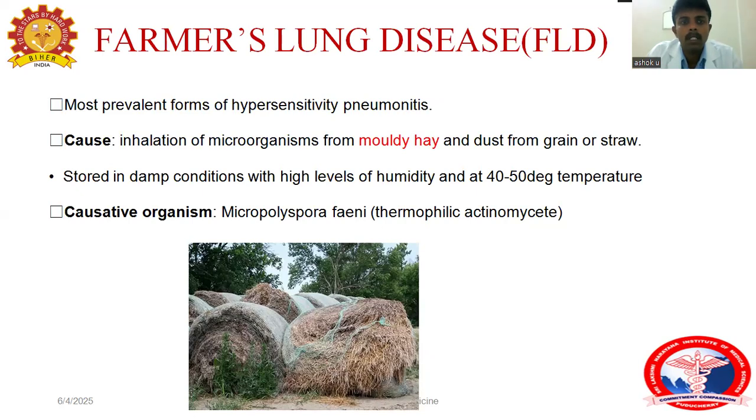Coming to farmer's lung disease. It is the most prevalent form of hypersensitivity pneumonitis. It is caused by inhalation of microorganisms from moldy hay and dust from grain or straw. When the grain or straw is stored in damp conditions with high levels of humidity, it leads to an increase in temperature to around 50 degrees. Under this temperature, the causative organism, a thermophilic actinomycete called Micropolyspora faeni, develops and leads to farmer's lung, again characterized by bronchial symptoms and cough.